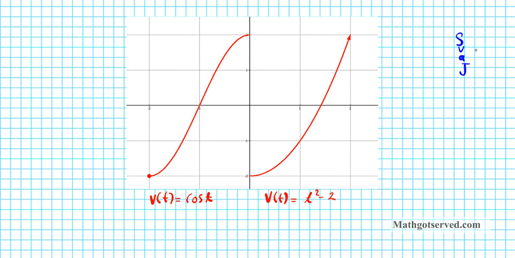So on the left side, to find the acceleration function, remember your SVAJ continuum. If you're going from velocity to acceleration, you just differentiate once, okay? So your acceleration function is going to be the derivative of cosine, which is negative sine t, okay? And then for this interval from 0 to infinity, your acceleration function is going to be 2t.